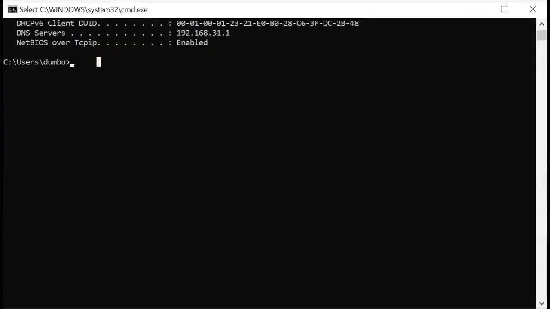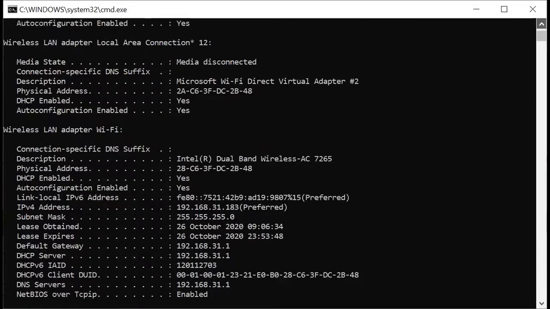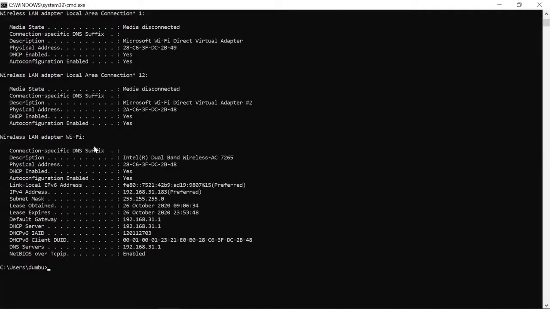Okay, open the command prompt. Type ipconfig /all. Then you will identify this information, the MAC address, the physical address. Here you will see something like 28-C6-3F. Open and maximize this. This is the MAC address, the physical address of your system.